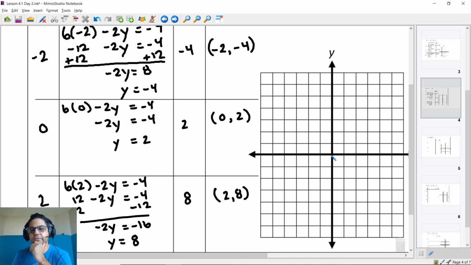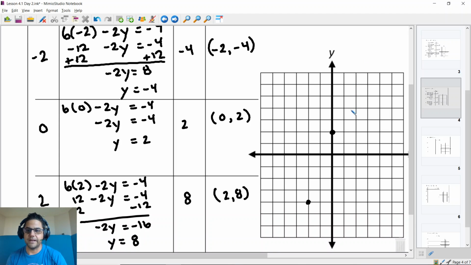-2, -4. So from the origin again, it's left 2, then down 4. The next one is 0, 2. Remember, that's no left or right movement, so it's just up 1, 2. And then the last one is 2, 8. So that means it's going to be right 1, 2, and then up 8. 1, 2, 3, 4, 5, 6, 7.